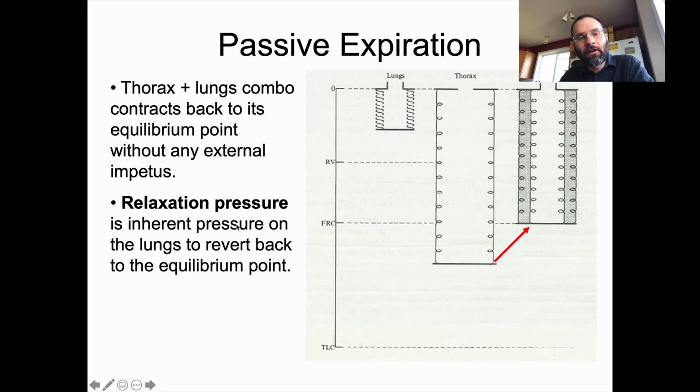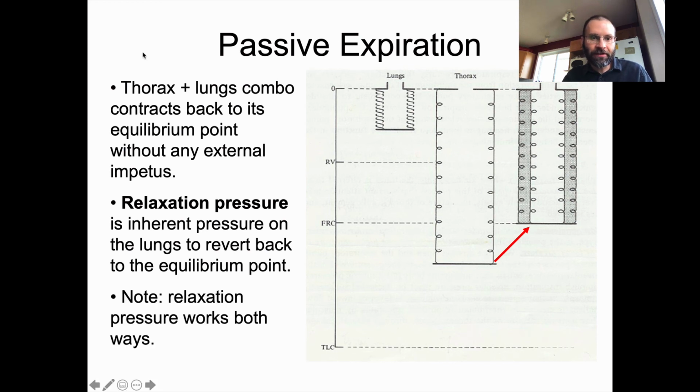And the technical term for the pressure that pushes the lungs-thorax combination back to that point is called the relaxation pressure, which is nice. It's always fun to relax, right? It's also nice that the relaxation pressure works both ways. So if I were to take this little coil spring and push it up, then it goes back down as well, right? I get that for free too. So if I contract my lungs, I don't have to put any effort into them expanding again to get back to that equilibrium.